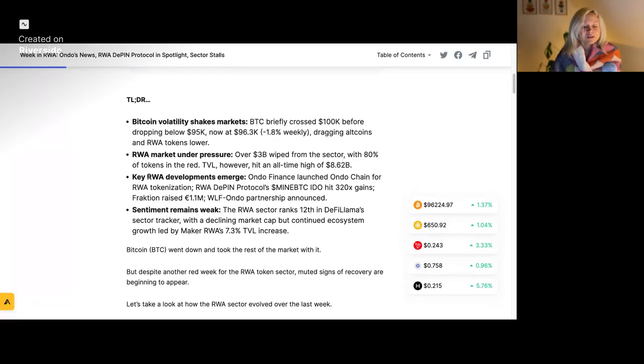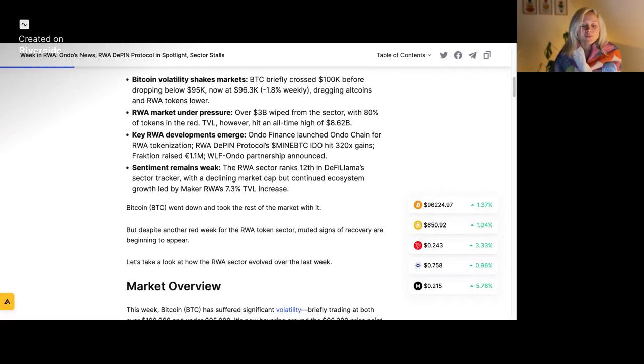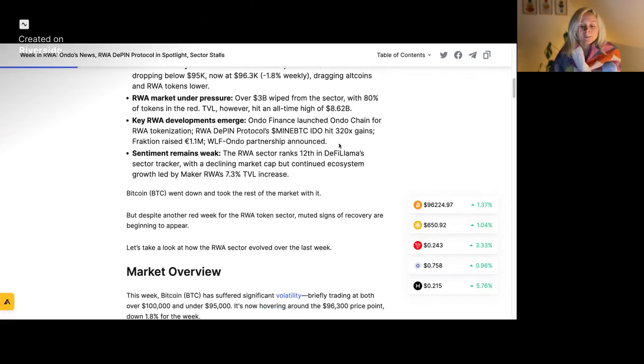Key RWA developments emerge: Finance launched on-chain RWA tokenization. RWA DeFi protocols, MoneySign, Mine BTC IDO hit 320x gains, Fraction raised 1.1 million. WLF partnership announced.